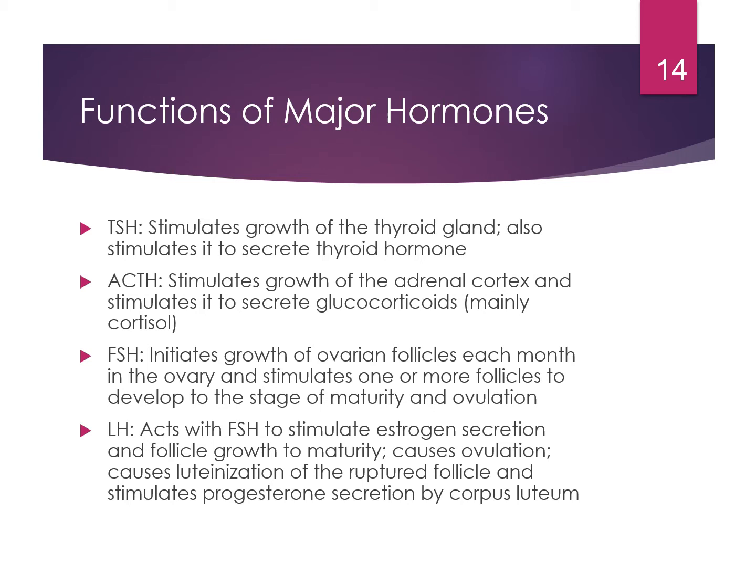Now, FSH is follicle stimulating hormone, and its job is to initiate growth of the ovarian follicles each month. So it's responsible for the process of ovulation. And luteinizing hormone acts in conjunction with the follicle stimulating hormone, and it stimulates estrogen secretion. So it is going to regulate estrogen, and that helps to grow and mature the follicle, and that eventually leads to ovulation, which causes luteinization, or the rupture of the follicle, so that the egg can leave the ovary and then be swept up by the fimbriae of the fallopian tube.